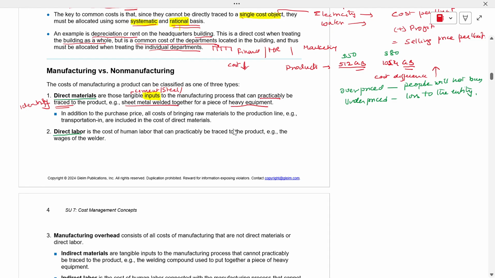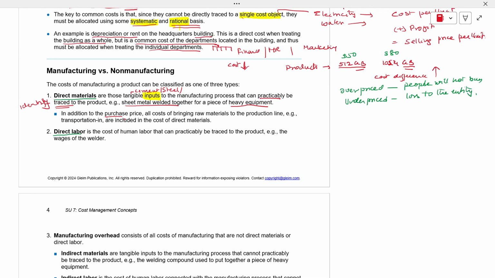Okay, it is the inputs, raw materials. Is that what you are talking about? See, we are talking about any manufacturing. Is that you are talking about plastics, batteries, cables? Anything we can directly trace is a direct material. In addition to the purchase price, what are we going to add?